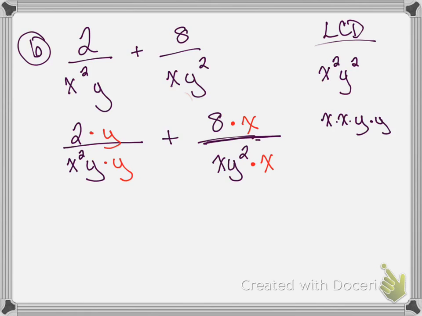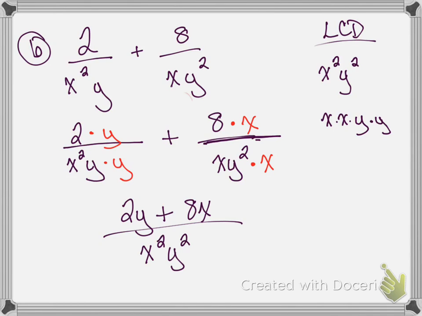You just have to clean it up a little bit because there's not anything we can cancel. What happens is students want to start cross-canceling here. You can't cross-cancel in addition and subtraction. If you missed these, it's because you didn't use addition and subtraction principles. You used multiplication and division principles. You are adding and subtracting here, so you've got to use the different rules. Be careful. Now, 2 times y is 2y, 8 times x is 8x, and then I leave my common denominator alone. I leave it like this. You're done.